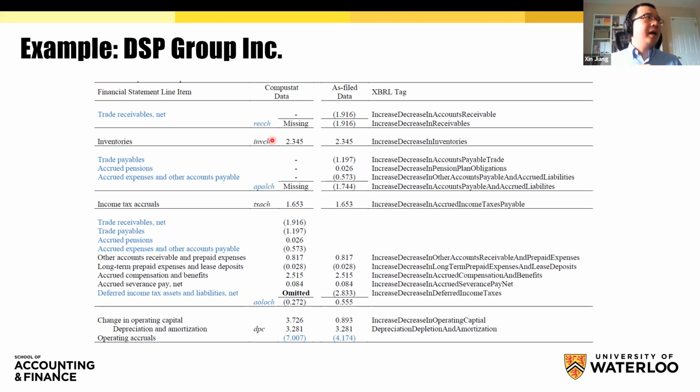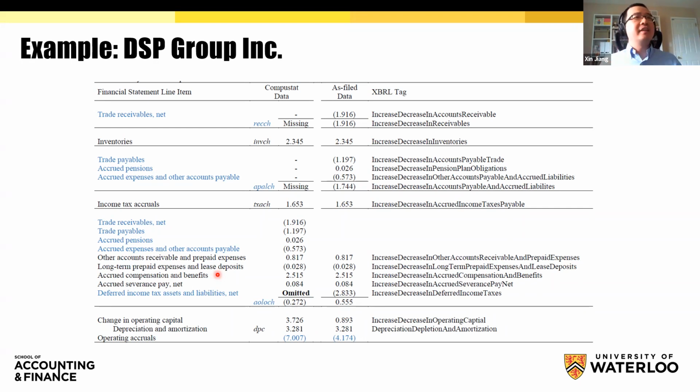For example, Compustat does not consider the line item change in trade receivables as part of the RECCH. This is the Compustat variable, which refers to increase, decrease in receivables. Instead, Compustat considers this line item as part of the AOLOCH. This is another Compustat variable standing for the increase, decrease in other assets and liabilities.